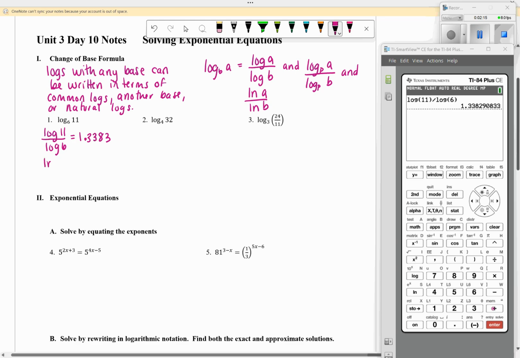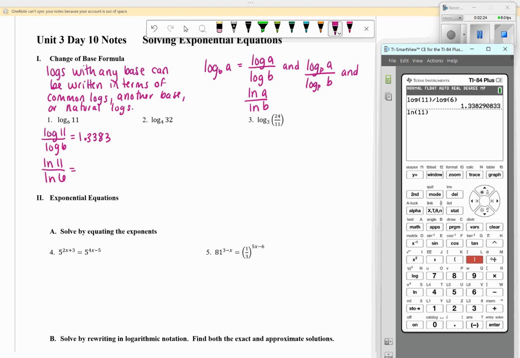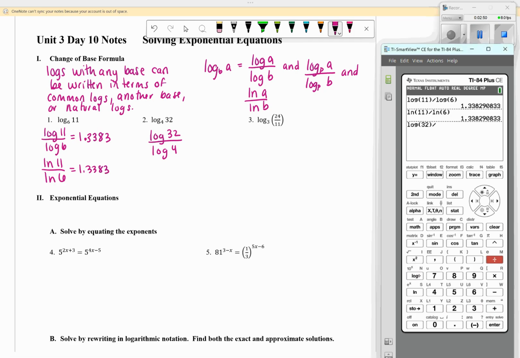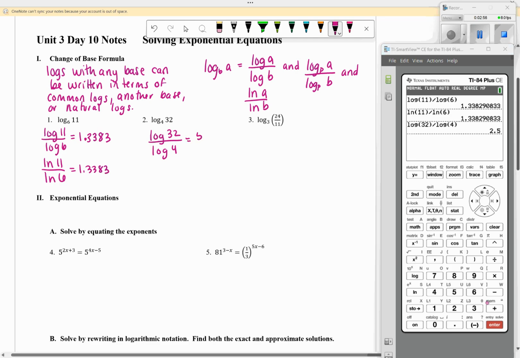And if we did the natural log of 11 over the natural log of 6, the natural log is right below the log button. So the natural log of 11 divided by the natural log of 6. Make sure to close those parentheses. Notice you get the same thing. And so we could also pick any other base. So looking at the next one, we have the log base 4 of 32. So this would be in base 10, the log of 32 divided by the log of 4. So in your calculator, log 32 divided by the log of 4. So that is equal to 5 halves or 2.5.